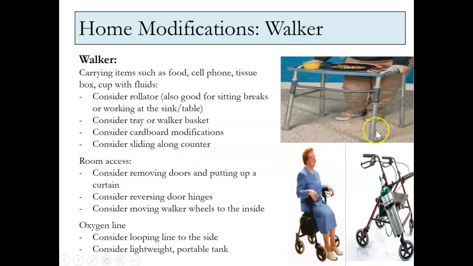Room access, moving doors, putting up a curtain, we talked about that, reversing hinges, moving wheels to the inside, we talked about that. A traditional wheeled walker, if the wheels are on the outside, you can flip them around to gain like 4 inches to get into a tight bathroom. Oxygen line is a huge deal. There are different options for an oxygen line, retractable oxygen lines. Lightweight portable tanks.